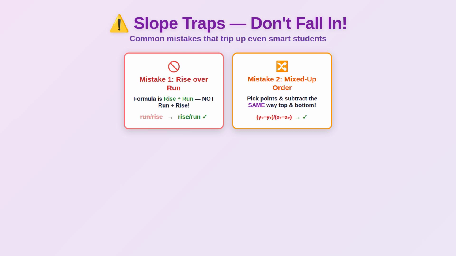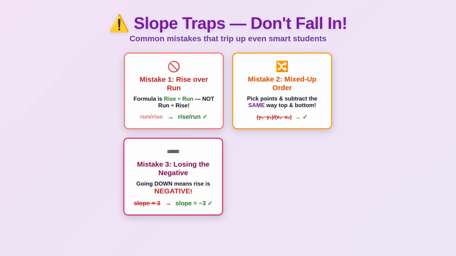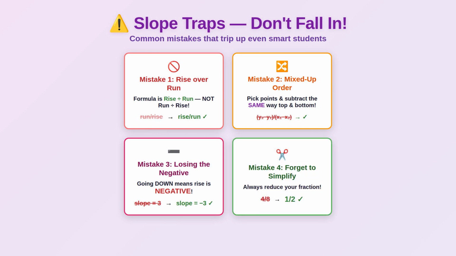Mistake number 1, flipping rise and run. The formula is rise over run. Run goes on the bottom, always. Mistake 2, mixing up which point is first. Pick your points and stick with that order. Subtract the same way, top and bottom.